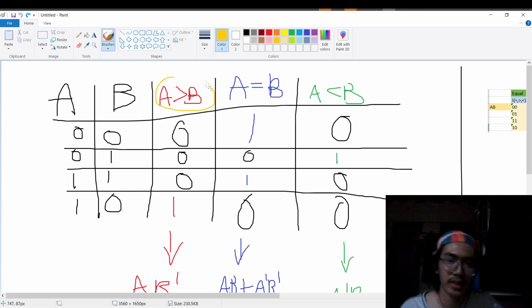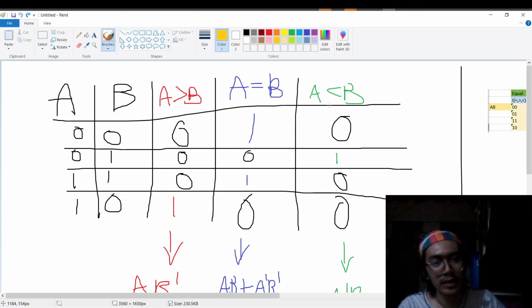For the case of A is greater than B, the only case that this is true is where A is 1 and B is 0. So we put a 1 value right here and the rest will be 0. And for the case of A is equal to B, there are two cases: both A and B are 0, and both A and B are 1. So we place a true value right here and the rest will be 0.